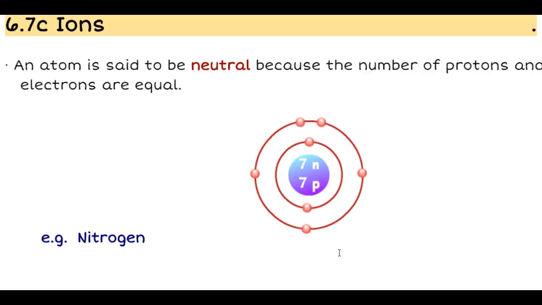But the thing is that even though nitrogen is neutral, it's not 100% stable or happy. And the reason for that is that all atoms will strive to try and complete their outer shell. So when I look at nitrogen, I can see that nitrogen has 5 electrons in its outer shell. And so it has a couple of options here.